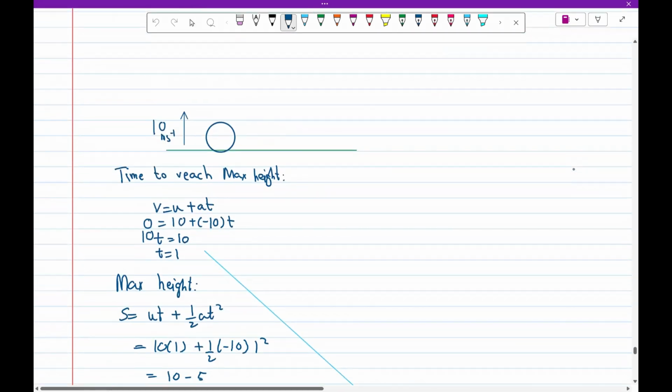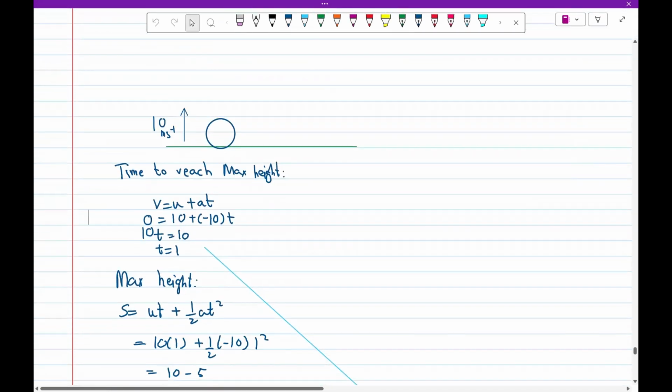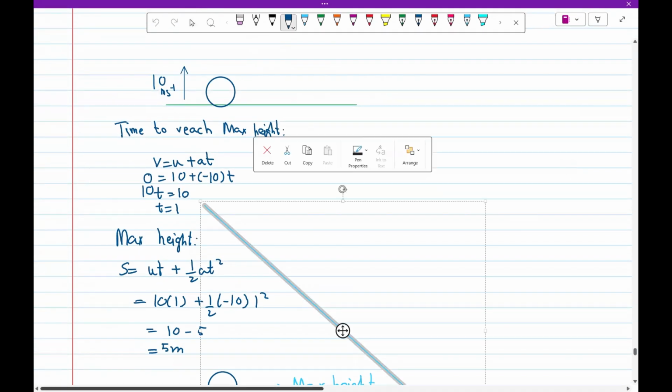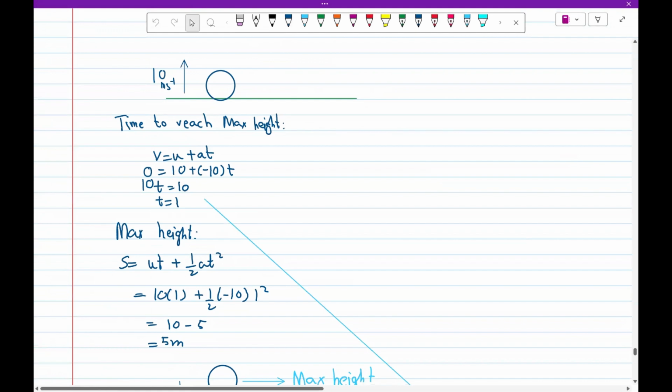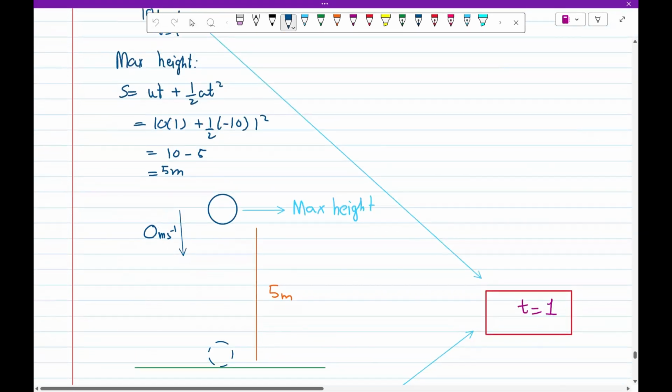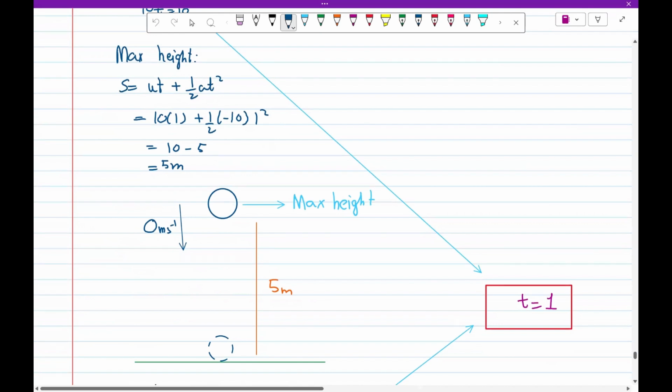Okay. So now we find what is the maximum height. It took 1 second. So now we put it in s is equal to ut plus half at squared, and then we get it. Maximum height is basically 5 meters in this scenario. So we know that it took 1 second to reach maximum height, and it's 5 meters above ground.